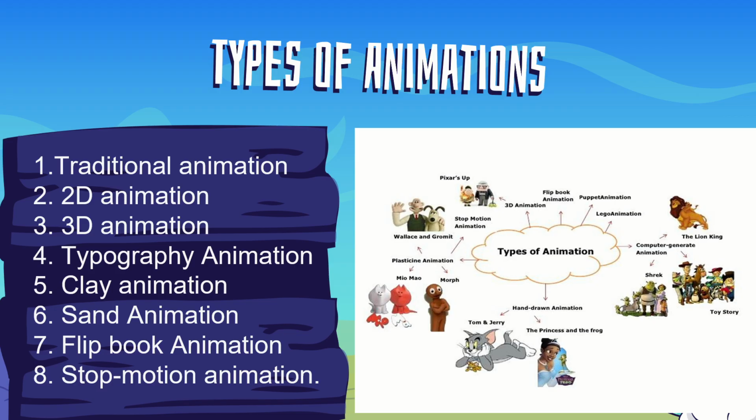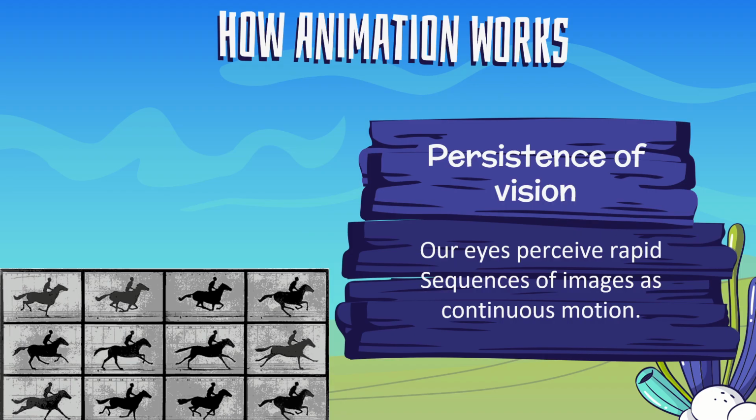Alright, now that we know the types of animation, let's see how animation actually works. Animation works because of persistence of vision. That means our eyes hold onto images for a tiny bit after they disappear. So, when pictures change quickly, we see movement. We see smooth movement.